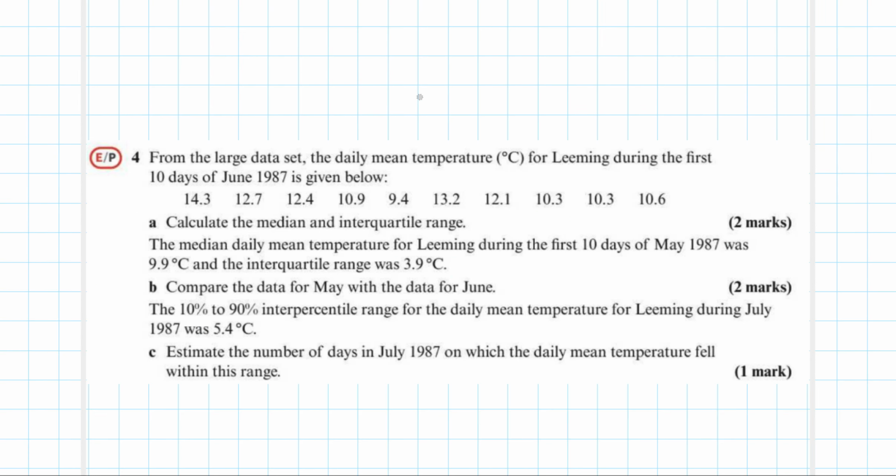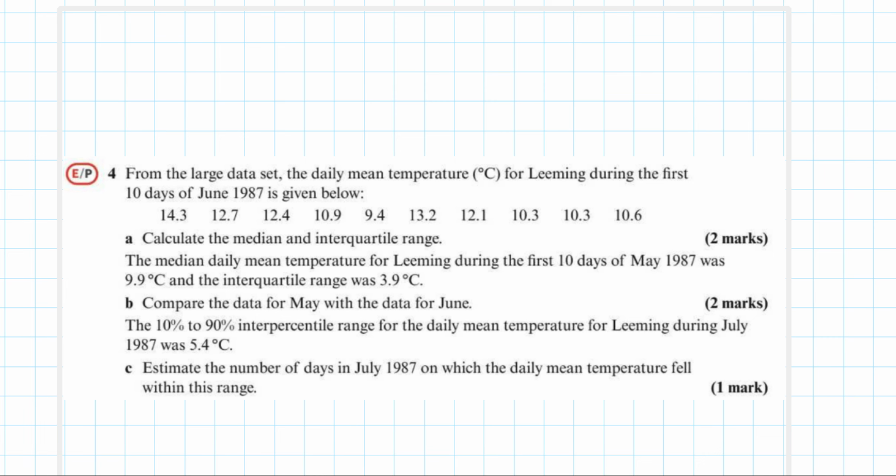Okay, last one we've got is question 4. From a large data set, the daily mean temperature for Leeming during the first 10 days of June 1987 is given below. Calculate the median and the interquartile range. So if we're going to calculate the median, we need to put these in order because they're just given to you. So again, the way that you do this is look for the lowest one.